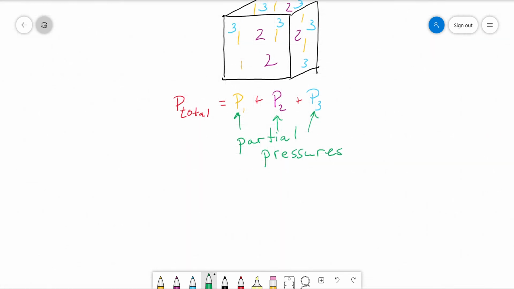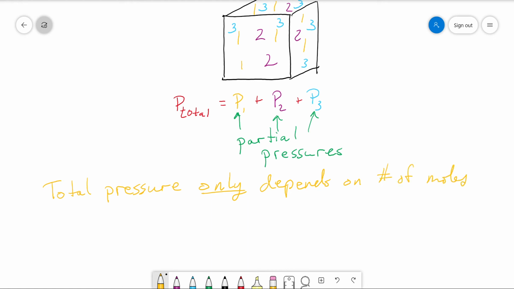So let's just summarize that in words, and we'll say that the total pressure only depends, that's French, depends on number of moles of gas, not the identity of a gas. Okay, so it doesn't matter what gases we put in there. It could be helium, nitrogen, oxygen, or it could be fluorine, radon, and hydrogen. They all behave the same, and it gives us the same total pressure.